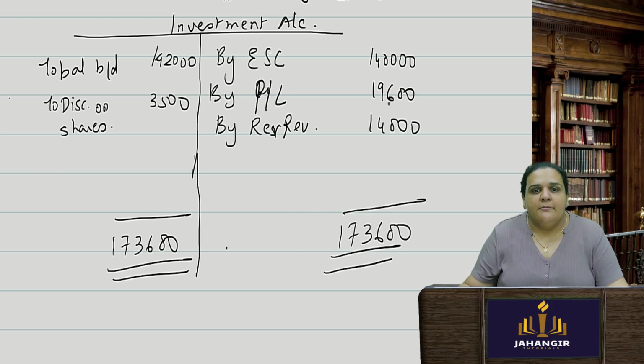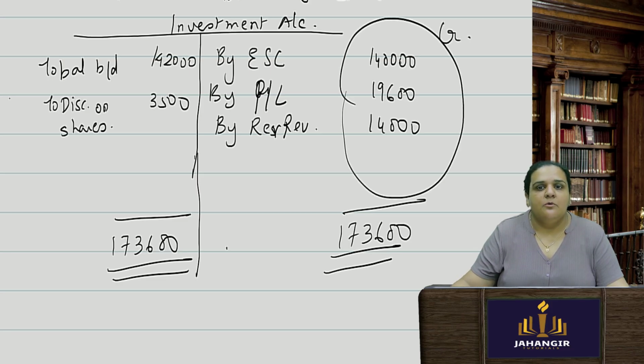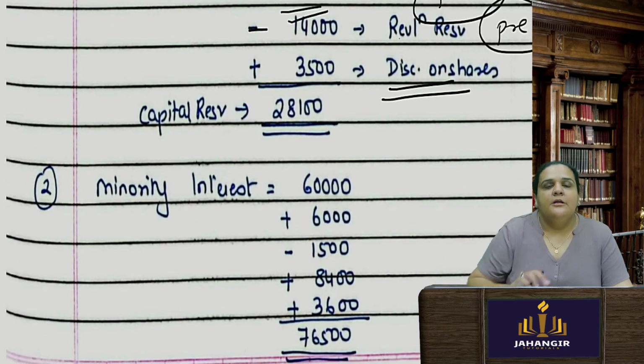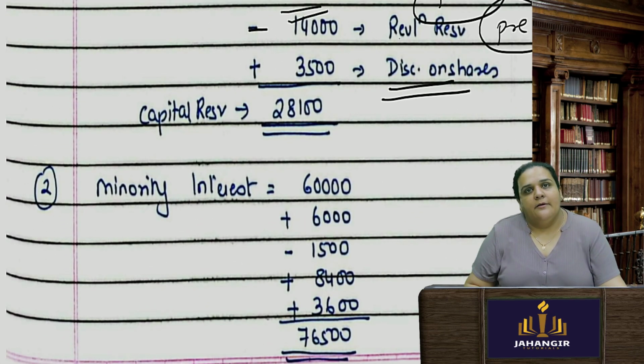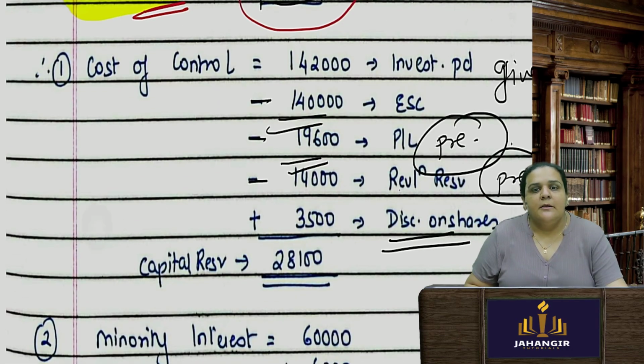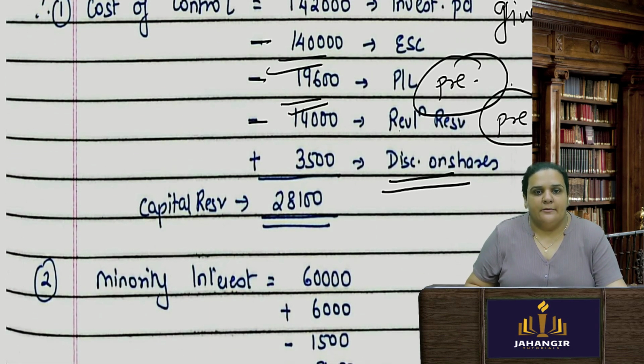The credit side is greater. That means you are getting more share. Your credit side is more than your debit side. So here it will be capital reserve 28,100. See, capital reserve 28,100. You have paid less, 1,40,000, but you have received more share.